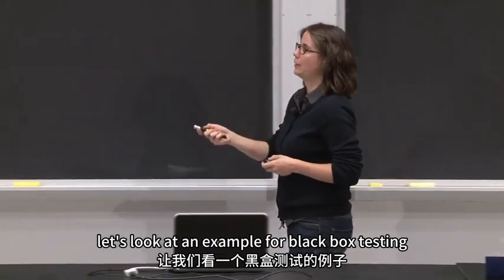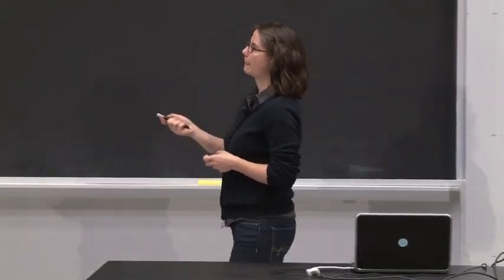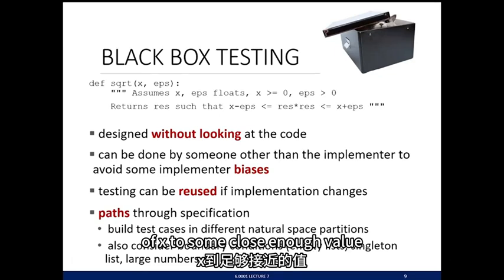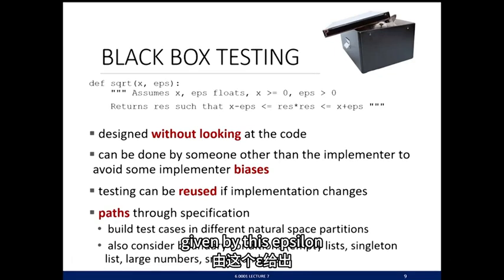All right, let's look at an example for black box testing. I'm finding the square root of x to some close enough value given by this epsilon.